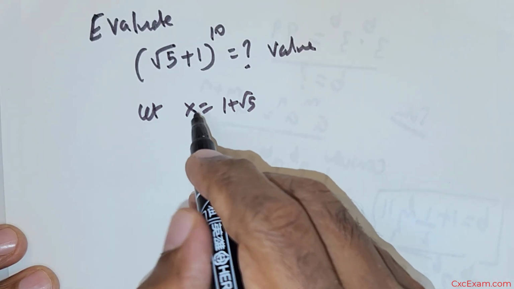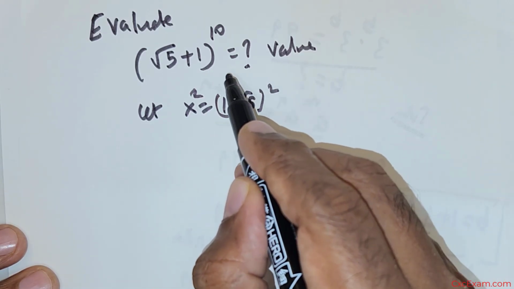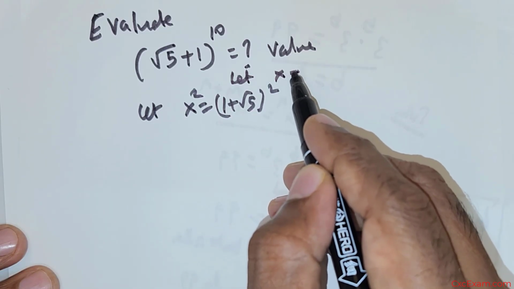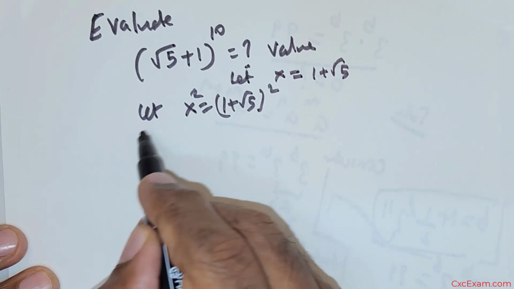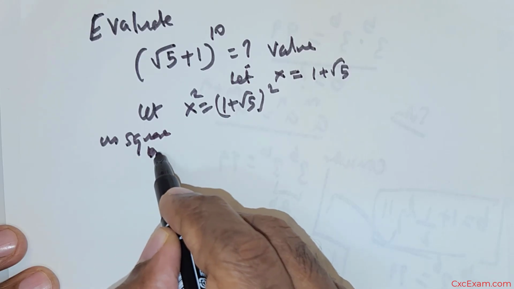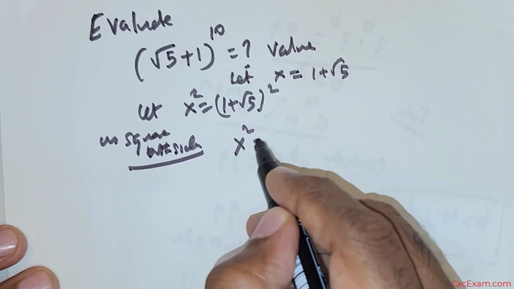Now square both sides. So the initial assumption was let x be equal to 1 + √5. So let me have that. And over here, let us square both sides. Square both sides. So this is going to give me x squared.